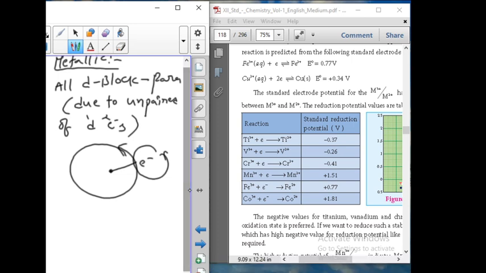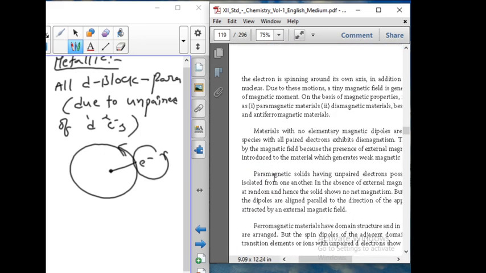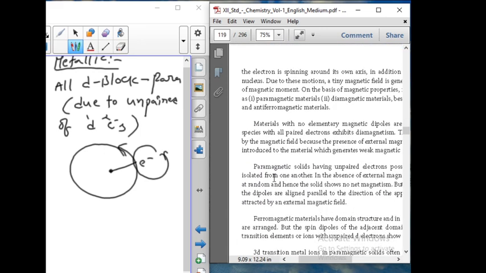Already we know from quantum numbers that an electron can revolve around the nucleus as well as on itself. Because of this motion, the electron can generate a magnetic field, so it can show magnetic properties.